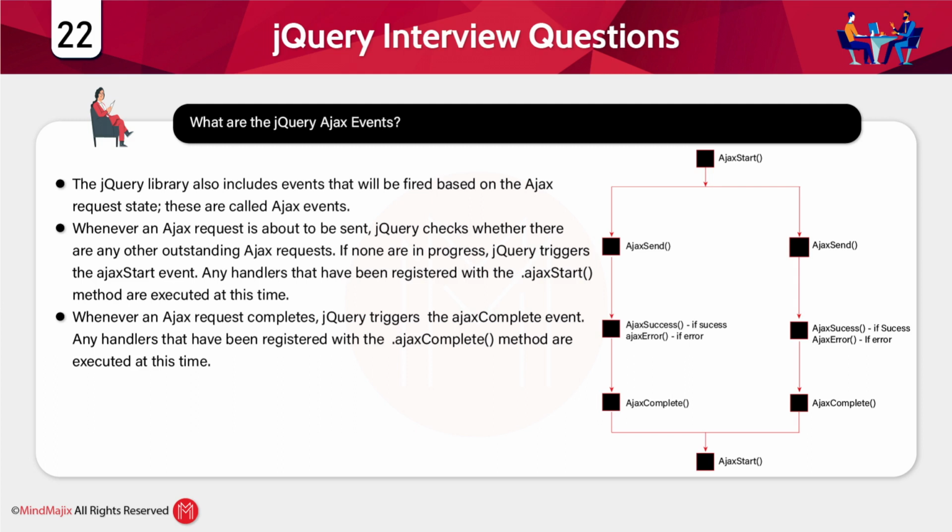Whenever an Ajax request completes, jQuery triggers the Ajax complete event. Any handlers that have been registered with the Ajax complete method are executed at this time. So these two methods are there, Ajax start and Ajax complete. There are so many other methods also, but we have described two of them. Whenever you are asked about jQuery Ajax events, you need to define what a jQuery Ajax event is and what are one or two Ajax methods, so that the answer gets completed.